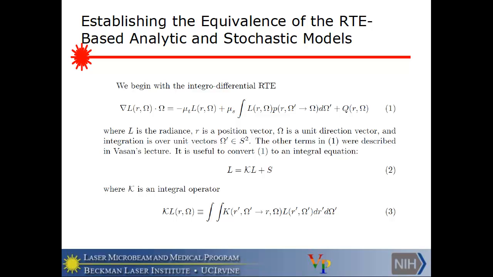We start with the integral differential equation in the steady state case, just to make it a little easier. Here is the directional derivative, the cosine of the angle between the gradient and the unit vector. Here's the losses due to interactions of any kind, scattering or absorption. Here's the input, the increased term due to scattering from the light field in other directions into the direction of interest. And here's the fundamental source, Q.